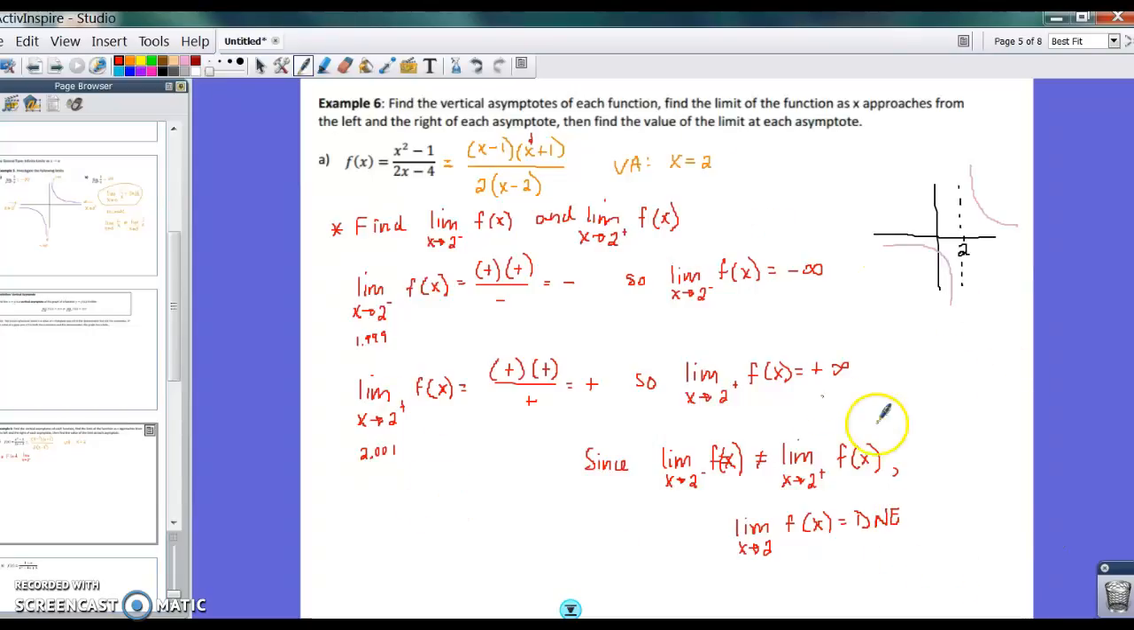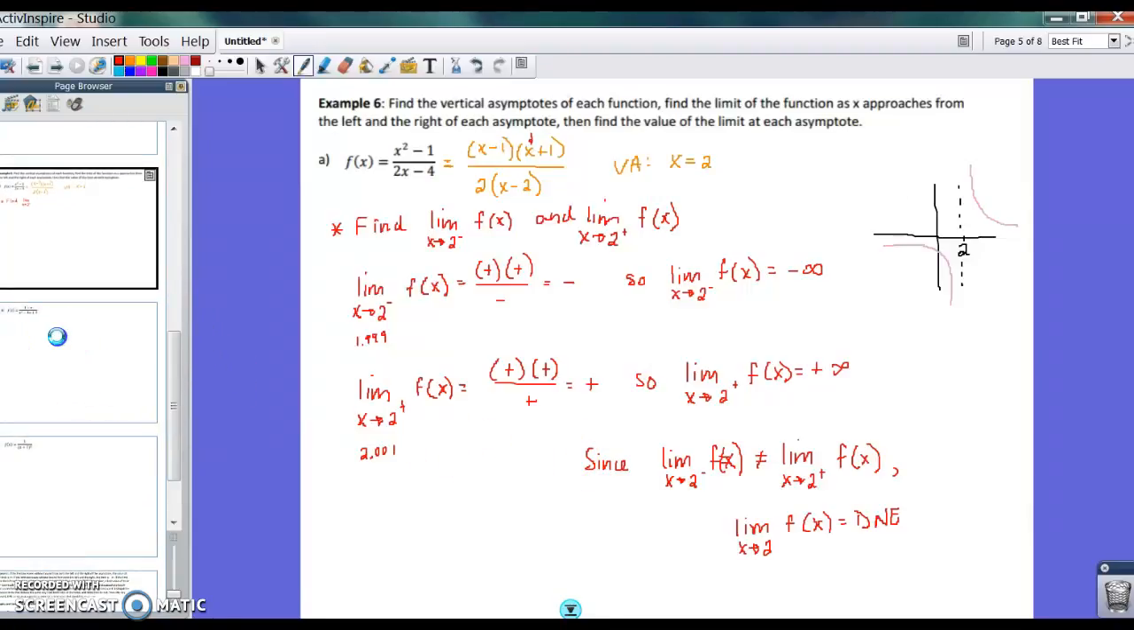And I know you don't have all this room on your paper. Hopefully you can kind of squeeze it in there, but that's the idea of what we're doing. Okay, so we have to find the left and right limits individually first to determine what the overall limit is at that asymptote. Okay, let's go on to the next example.